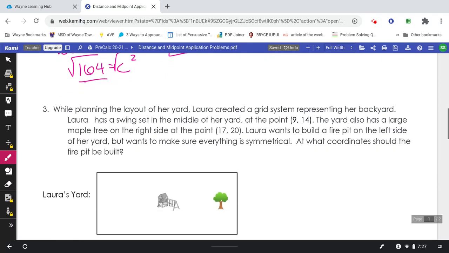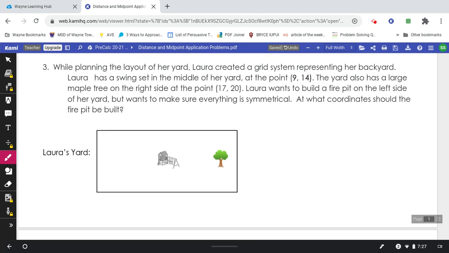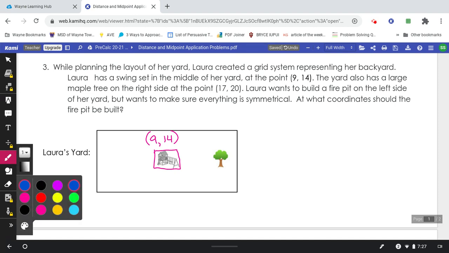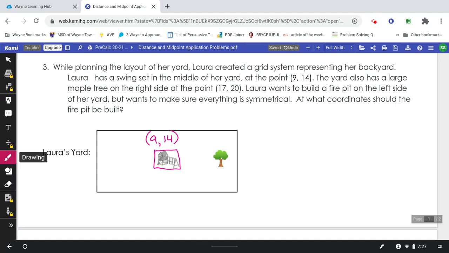Okay, for the next one. While planning the layout of her yard, Laura created a grid system representing her backyard. Laura has a swing set in the middle of her yard. That's this right here, at the point (9, 14). The yard also has a large maple tree on the right side. That's this right here, at the point (17, 20).